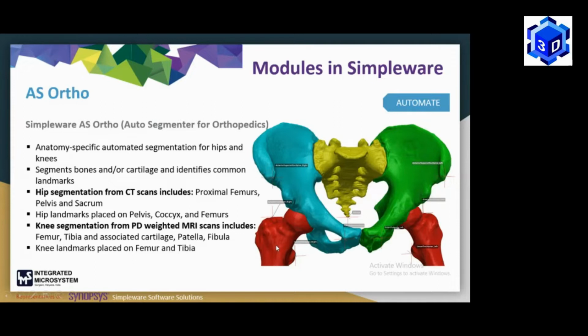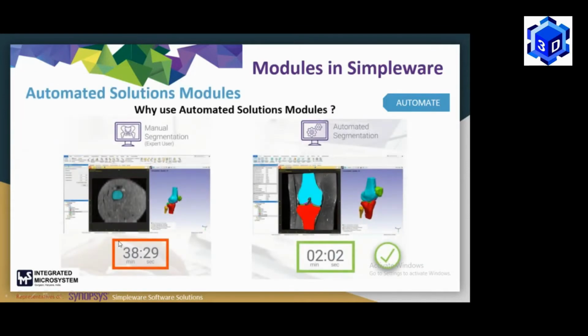This right femur, left femur, and the relevant hip and the sacrum are just split. And we can see this is purely meant for a better visualization of a structure, or we can do various kinds of segmentation. You can see the time that is saved by the software by using the AS Ortho module is very minimal, and it saves a lot of time as compared to manual segmentation.